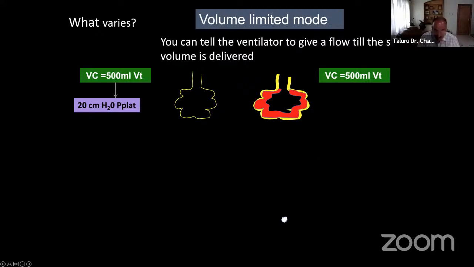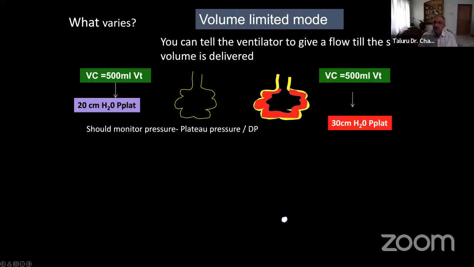See, in volume mode, I have told the ventilator, deliver 500 ml. Will increase, yes, obviously, isn't it? Because it's prefixed. So now what happens? See, the P flat became 30. But that is what you have to monitor. You have to understand in volume controlled ventilation, irrespective of what pressure change occurs, volume is delivered. So you should monitor P flat and driving pressure.